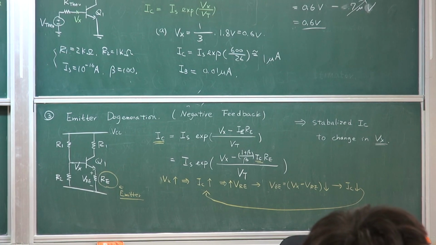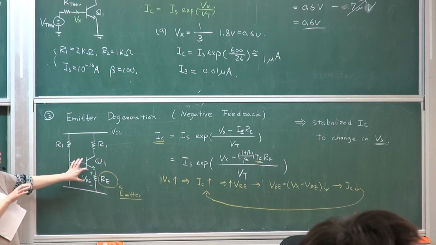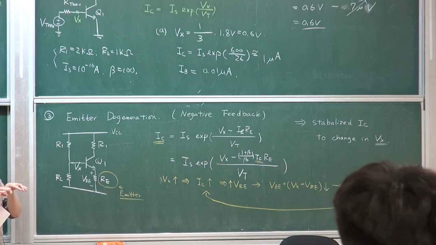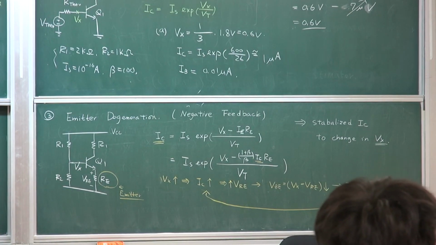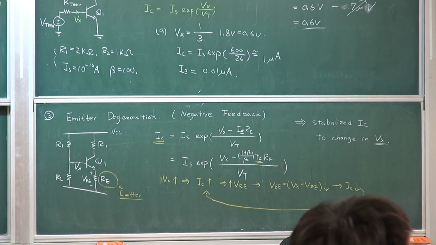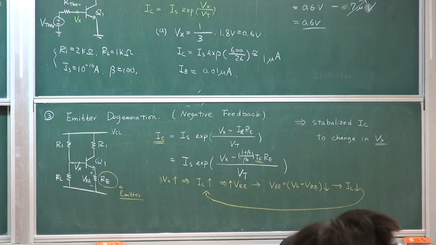Okay? So it will narrow down the difference. If there's a difference between circuit 1 and circuit 2, through this circuit I will be able to stabilize and make it converge to a more precise, tightened distribution of current level. Okay.